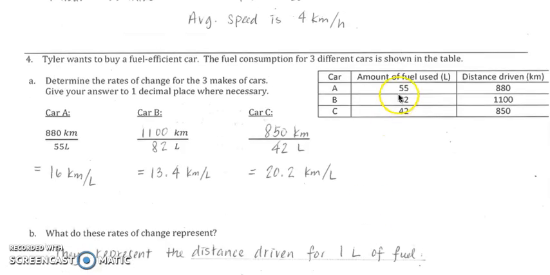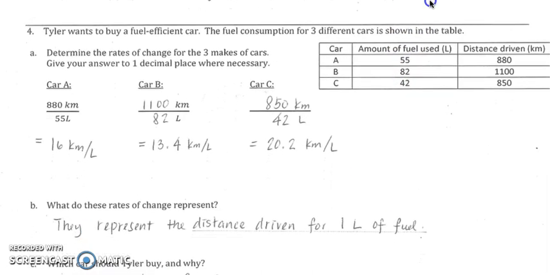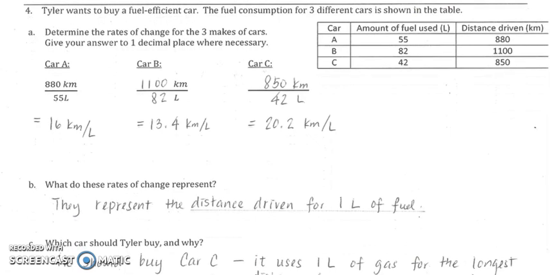Number 4. Tyler wants to buy a fuel-efficient car. Okay? The fuel consumption for 3 different cars is shown in the table. A. Determine the rates of change for the 3 makes of cars, so 3 different brands. Give your answer to 1 decimal place where necessary.